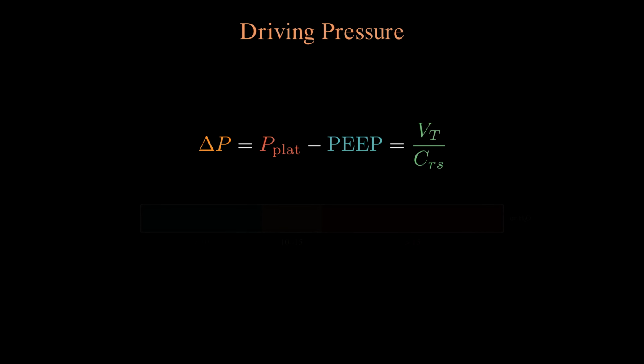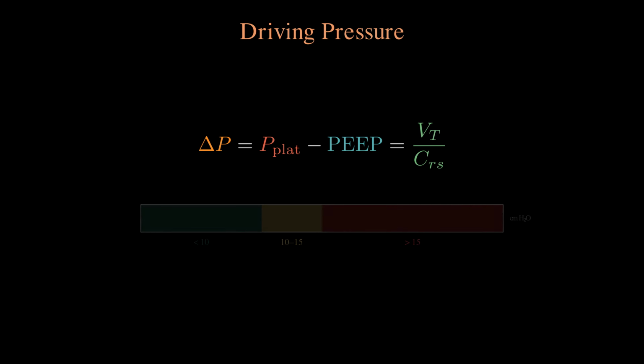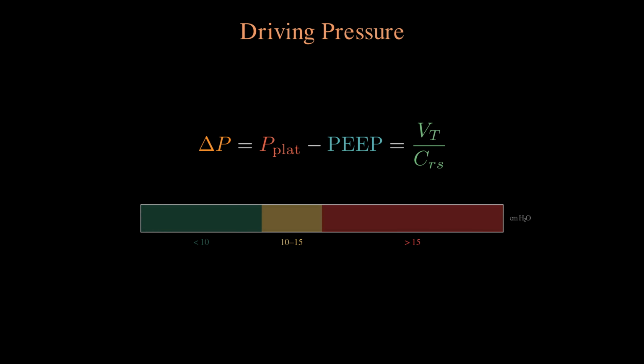Let's focus on driving pressure. It is the difference between plateau pressure and PEEP. Mathematically, delta P equals tidal volume divided by respiratory system compliance. In adults with ARDS, driving pressure above 15 centimeters of water is associated with higher mortality. In children, the evidence is limited, but keeping delta P below 10 for healthy lungs is recommended.